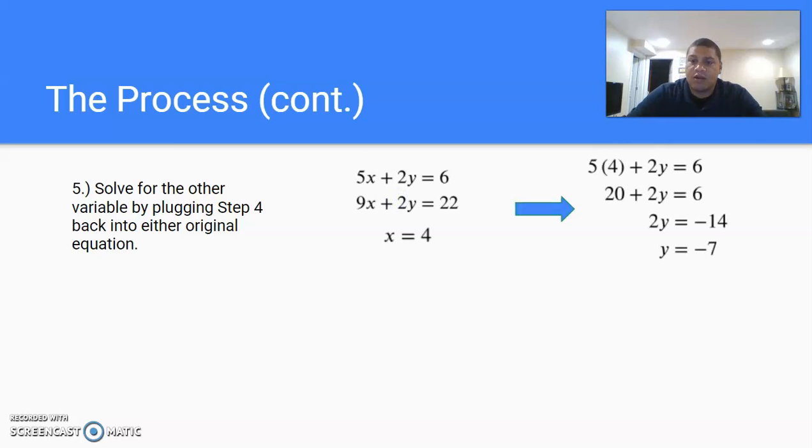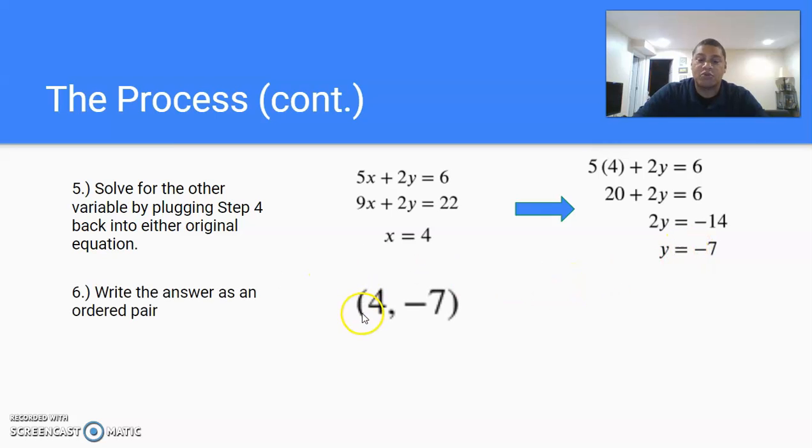Plug it in and solve, right? I plugged it into the first one, 5 times 4 plus 2y equals 6. 5 times 4 is 20 plus 2y equals 6. Subtract 20 from both sides, 2y equals -14. Divide both sides by 2, y equals -7. So my final answer, write the answer as an ordered pair, 4, -7.